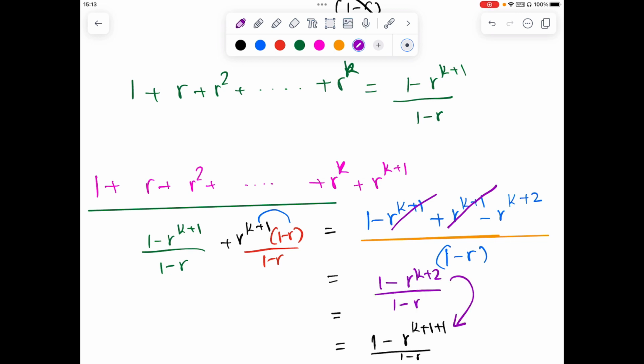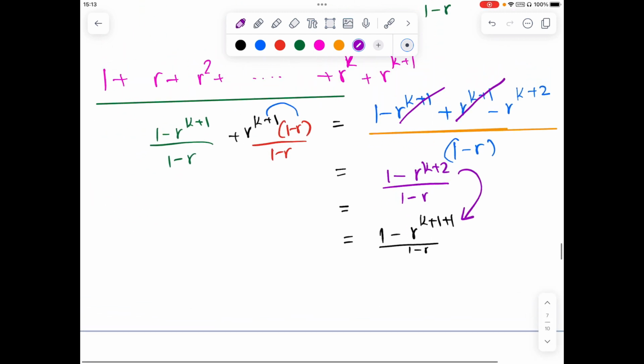k plus 2 can be written as k plus 1 plus 1. So therefore it is true. So we can write it out again: by mathematical induction, it is true for n belongs to z.